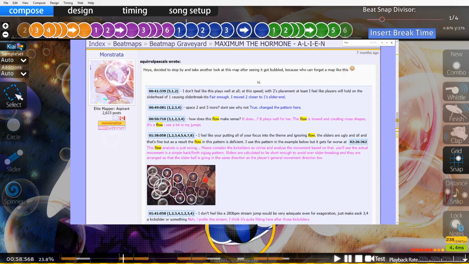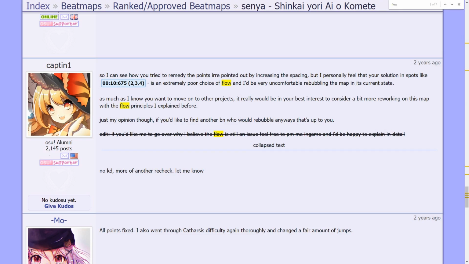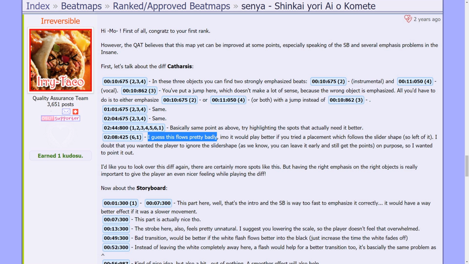But yet, mappers and players talk about flow like it's the backbone of a map. The nomination team have certainly refused to qualify maps in the past for poor flow choices, despite there being no direct mention in the ranking criteria, and I trust them to continue to do so too.